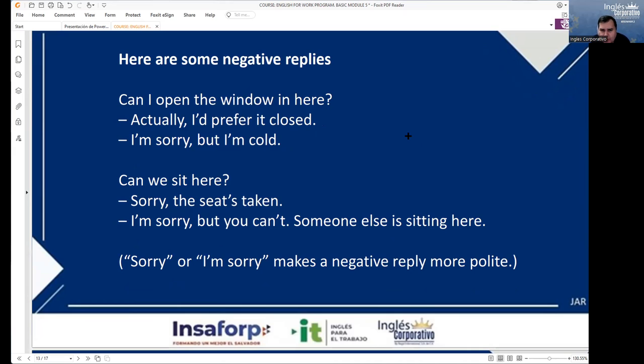Can I use this computer? Sorry, but it's taken. Somebody else is using it. Oh. Can I sit here to eat? Sorry, somebody else is eating here. Oh, okay. Can I take something from the refrigerator? Sorry, but the refrigerator is off limits. Only I can open it. What do you need?